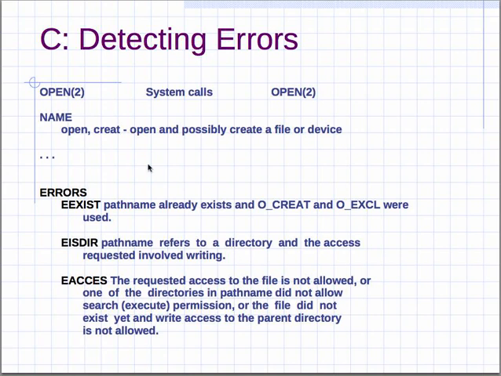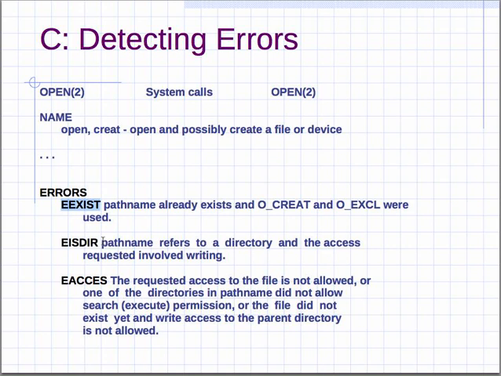So for open or creat, these three system calls, there are certain errors that this function can set. For example, if it returns EEXIST, that means the path name already exists and you cannot really create it. So if you try to create a file that already exists, yeah, you'll get this error.